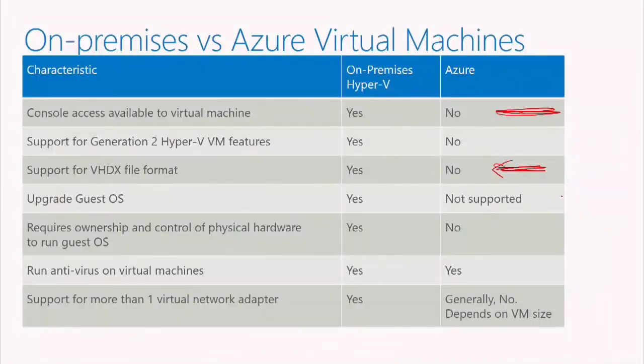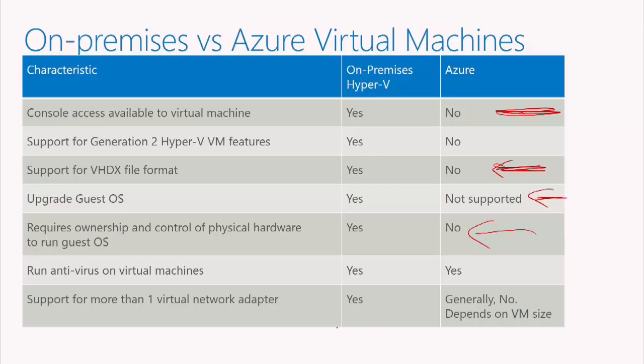Upgrade of the guest operating system within Azure is not supported. You would deploy a different version of the operating system. Hyper-V requires ownership of physical hardware. With Azure, you don't own the physical hardware. Microsoft does. You're simply leveraging their hardware. Can you run antivirus? Both of them support antivirus.